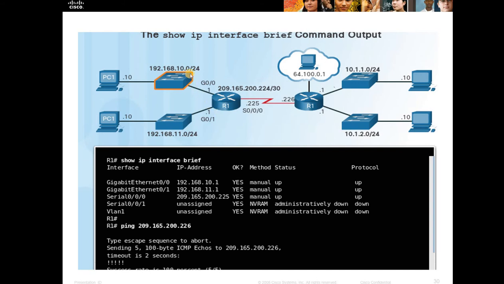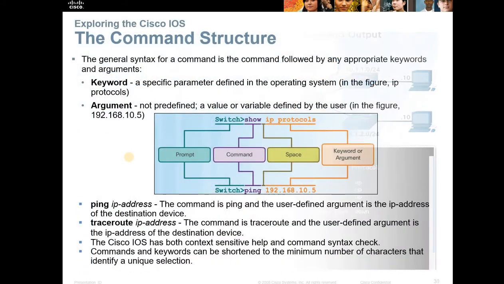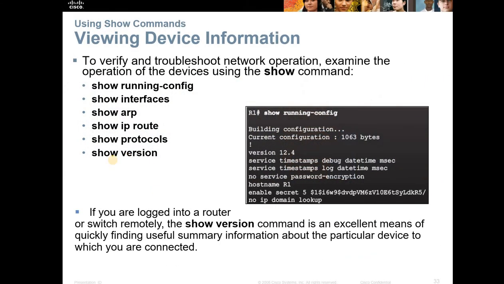And coming to the show ip interface brief command output, if I want to view device information, to verify and troubleshoot the network operation, examine the operation of the device using show commands. Generally we can have different show commands: show ip interface brief, and also show running-config, to verify and troubleshoot the network operation. Show running-config generally shows the router or switch current configuration.